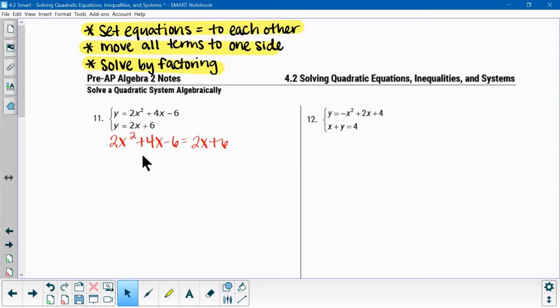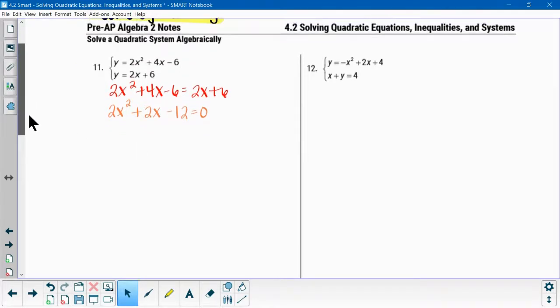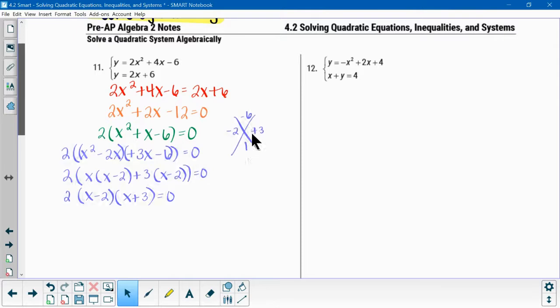I'm going to move everything to one side, so I'm subtracting 2x and I'm subtracting 6, giving me 2x squared plus 2x minus 12. I'm going to then factor. So again, factoring is going to have to pick up. So I went ahead and did my GCF, 2x squared plus x minus 6. I'm looking to see what multiplies to be -6, what adds to be +1. That was -2x and 3x. So when I did my grouping, I ended up with the factors x minus 2, x plus 3. Don't forget about the 2 in front.